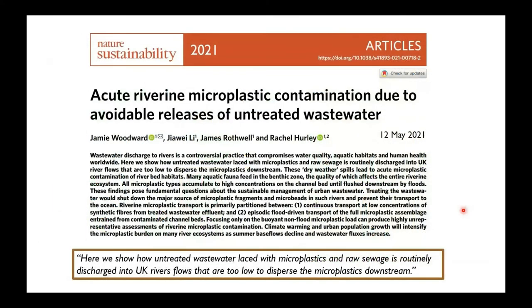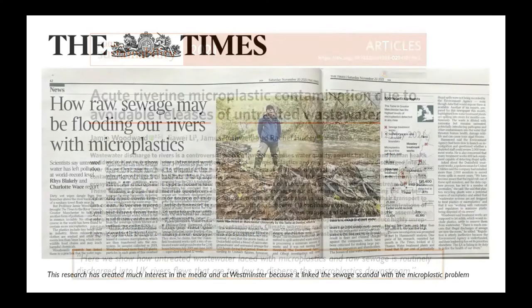So we published this paper in Nature Sustainability in 2021, and the title there sums up that conclusion. Acute riverine microplastic contamination due to avoidable releases of untreated wastewater. And we were basically showing that untreated wastewater laced with microplastics and raw sewage is routinely discharged into UK rivers that are too low to disperse the microplastics downstream.